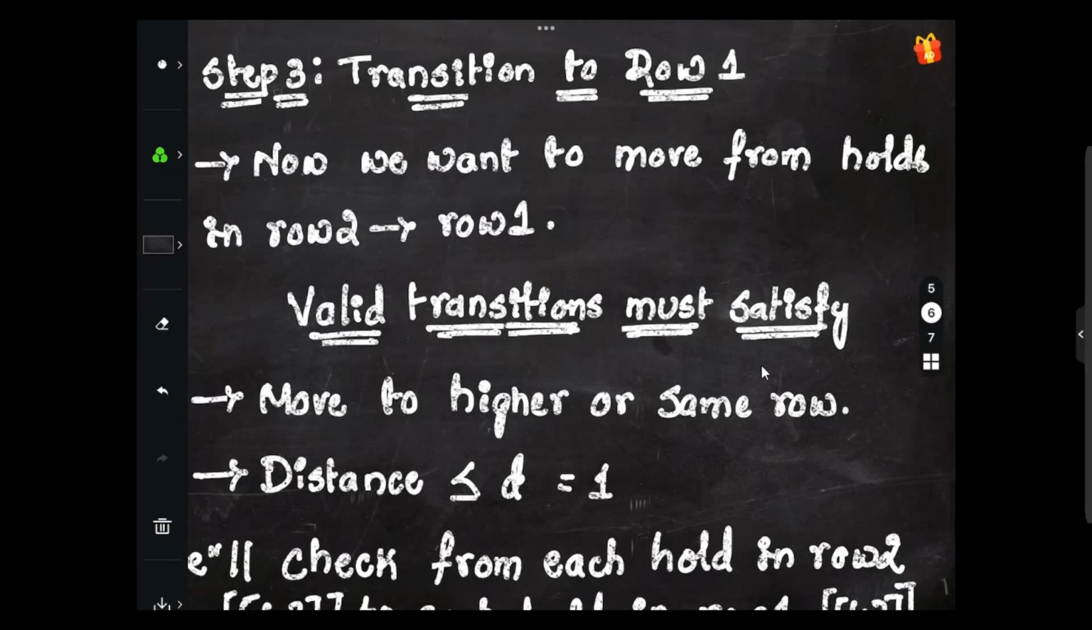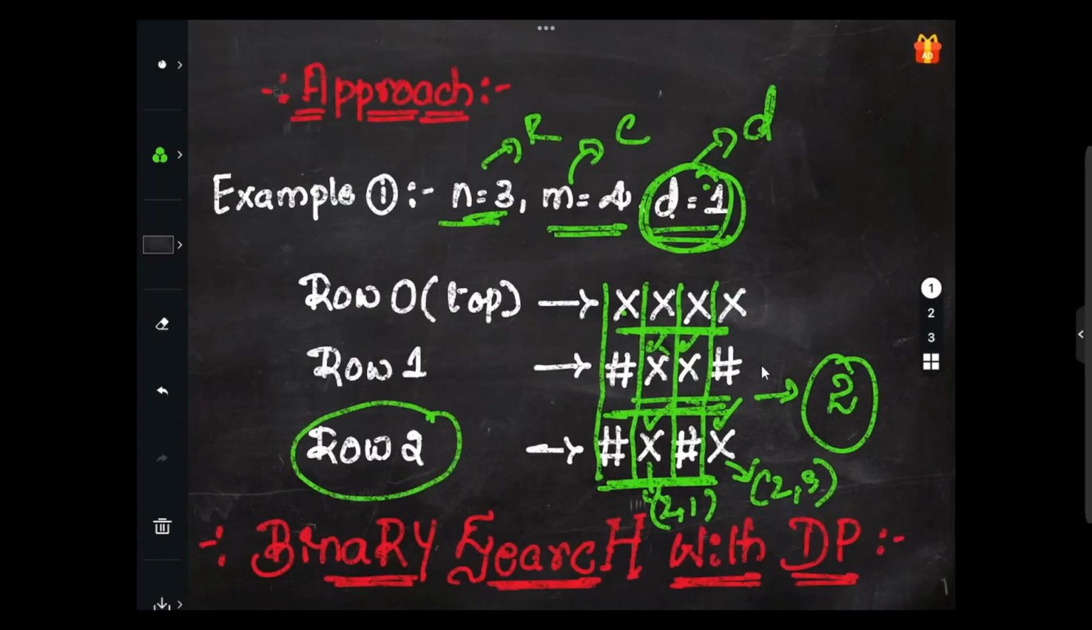Let's come to the transition to row 1. We have to go with the transition for row 1, right? Now we want to move from holds in row 2 to row 1. Row 1 means this one: row 0, row 1 and row 2. We are done with row 2, so now we are considering row 1. Where is x present in row 1? 1 comma 0, 1 comma 1, 1 comma 2 and 1 comma 3. X is present at 1 comma 1 and x is present at 1 comma 2.